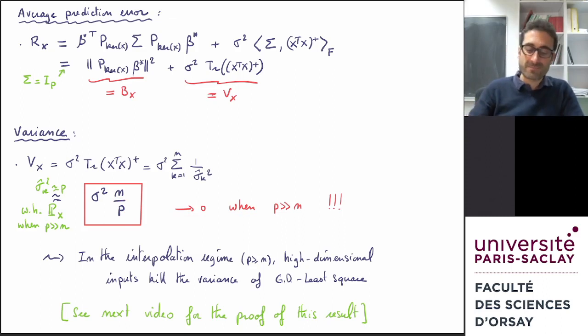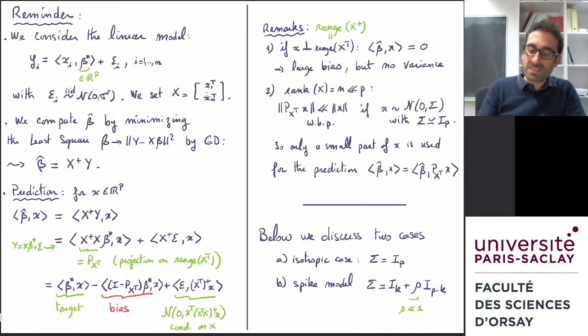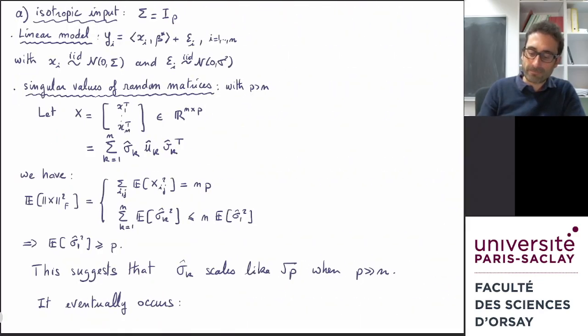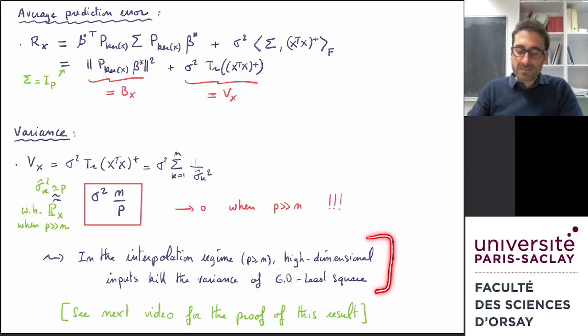And this must be related to the fact that when P is very large, this is much smaller than this. I will discuss this a little bit more later. So what you see is that in the interpolation regime, when you take the gradient least square, you will have almost no variance. Of course, here we did some informal computation. So I refer to the next video for a proof of this result, and actually for a more general setting.